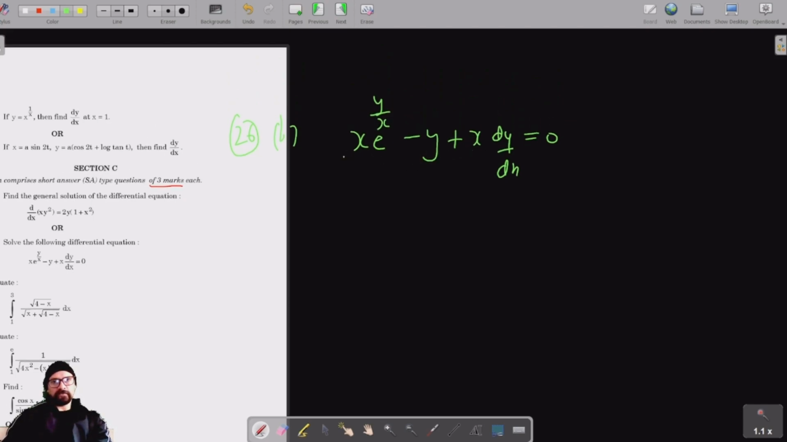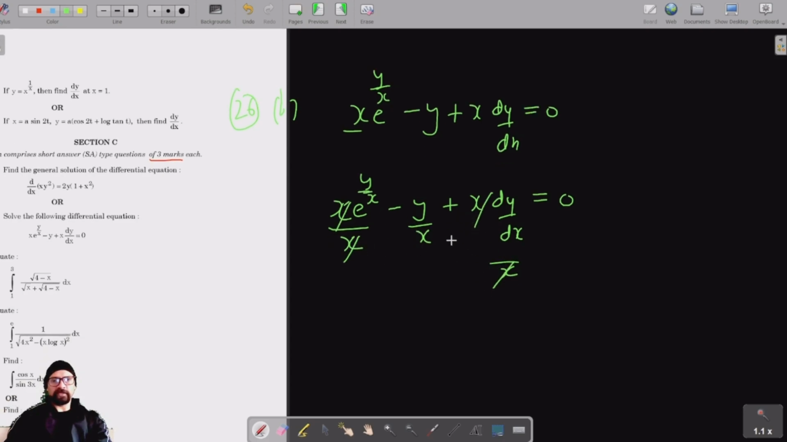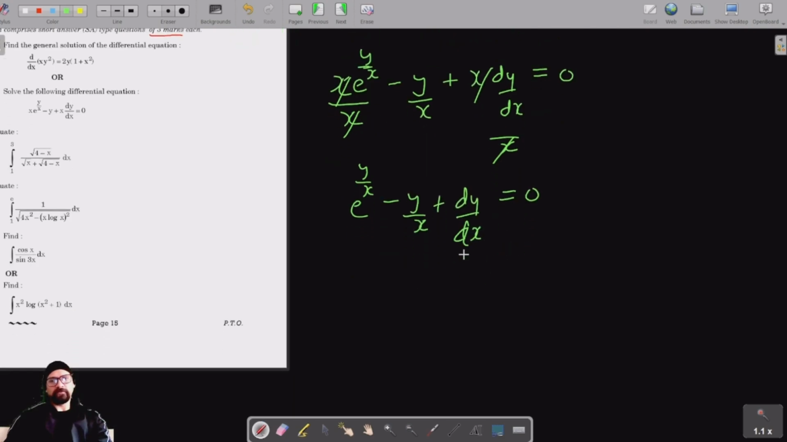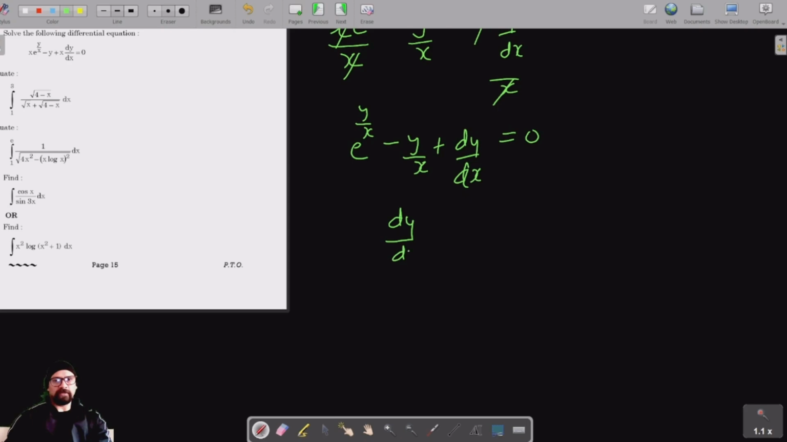For that, let's remove this x. So if I divide each and every term by x, so x into e raised to the power y by x minus y plus x into dy by dx is equal to 0. Divide each and every term by x. So this gets cancelled, this gets cancelled, and now we are left with e raised to the power y by x minus y by x plus dy by dx equal to 0, and this can be written as dy by dx is equal to y by x minus e raised to the power y by x.